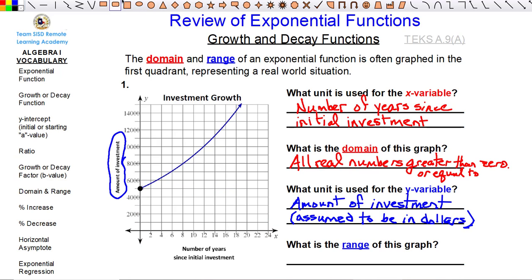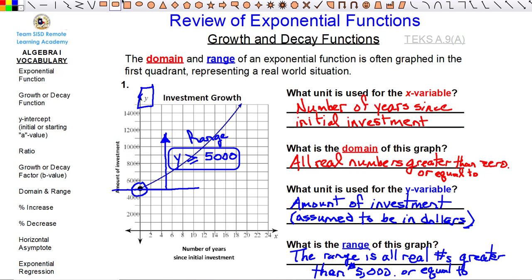The range is the investment, the amount of the investment. And when I said it starts at 5,000, what I mean to say is that the y value will be 5,000. So time starts at 0, but the investment itself starts at 5,000. And it doesn't quite say dollars, but it's assumed to be in dollars. And it moves up. So the range would be all y values greater than or equal to 5,000. The range is all real numbers greater than or equal to 5,000.